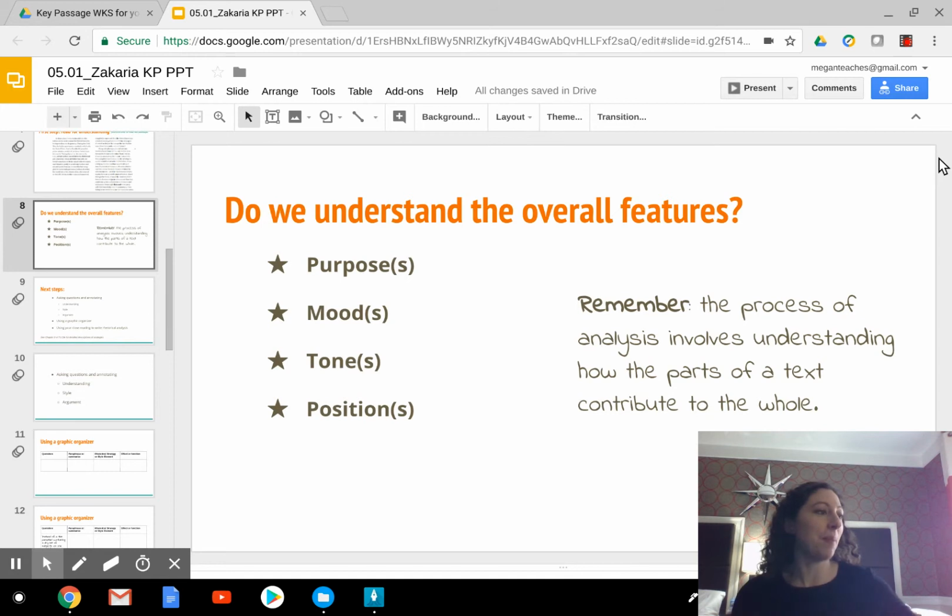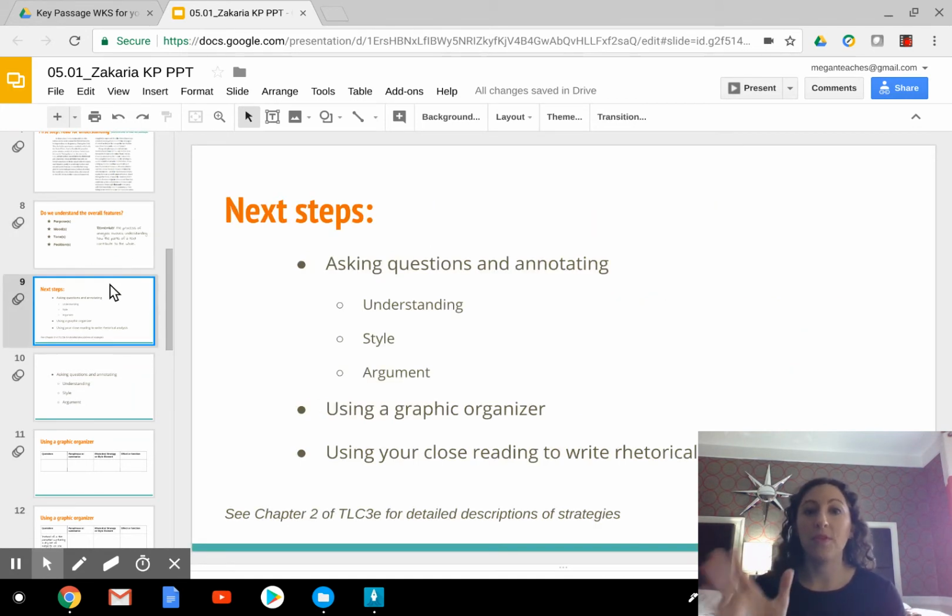So we'll look at that in the passage in just a moment. Okay, so that actually brings us to our next step. Now we want to start engaging in the text and actually annotating more than perhaps you already have. So we're looking for the things we could mark that demonstrate our understanding of the passage, the style, the argument.